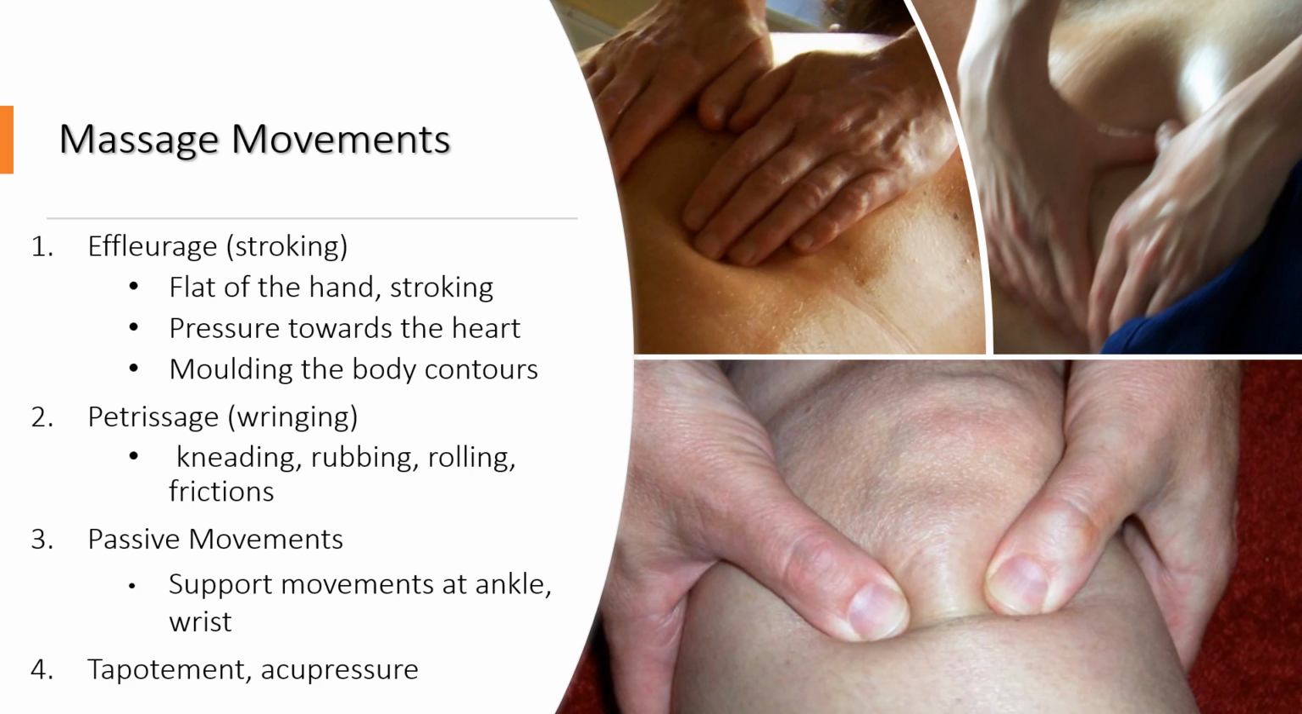Tapotement is a form of light percussion. It's a sort of tapping on the face. So if you tap your fingers on the face to stimulate the nerve endings, that is tapotement. Acupressure is where we might finger walk around the face, pressure points on the face. That's how we use acupressure.